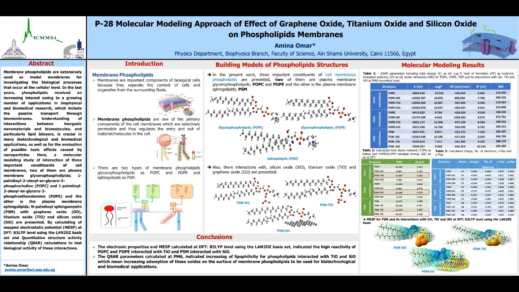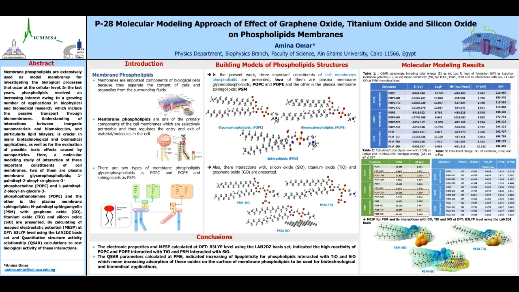The membrane is an important component of a biological cell because it separates the content of the cell and organism from the surrounding fluid. The membrane is composed of phospholipid bilayers and protein. The membrane phospholipids are one of the primary components of the cell membrane, which are selectively permeable and thus regulate the entry and exit of material or molecules in the cell. The phospholipid is composed of a hydrophilic head and hydrophobic tail. Changing the composition of the hydrophilic head and hydrophobic tail changes the type of phospholipid membrane. There are two types of membrane phospholipids, glycerophospholipids and sphingolipids.